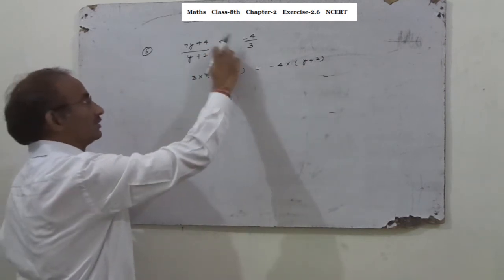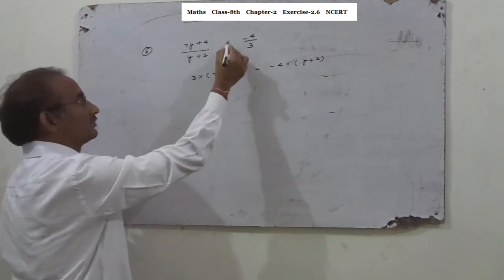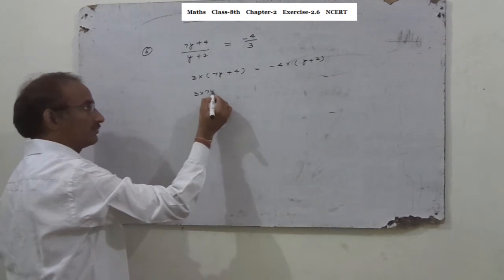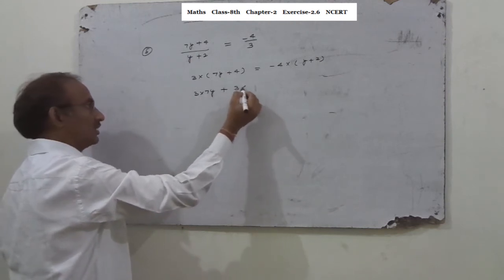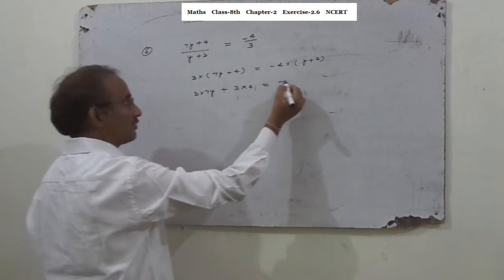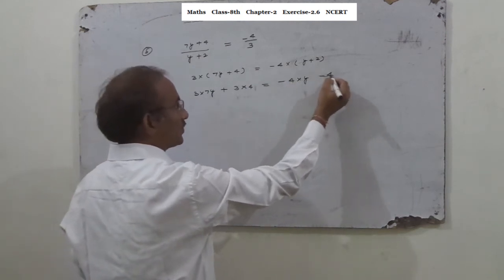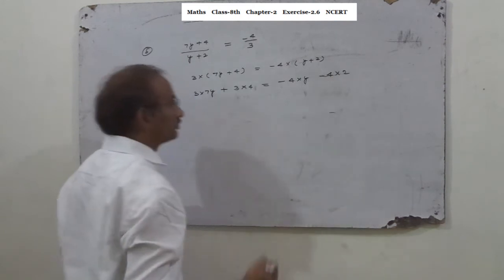On solving these brackets, we get 3 into 7y plus 3 into 4 equal minus 4 into y and minus 4 into 2.